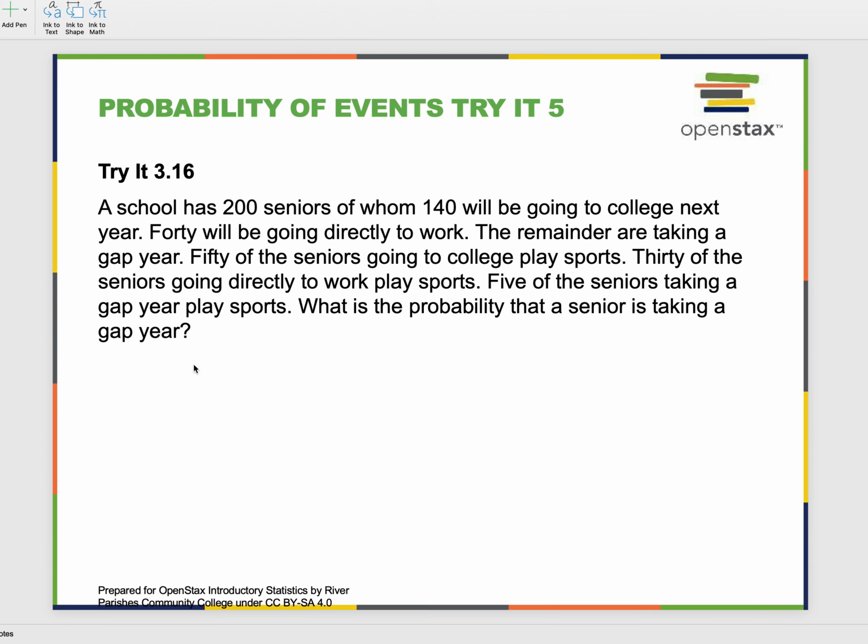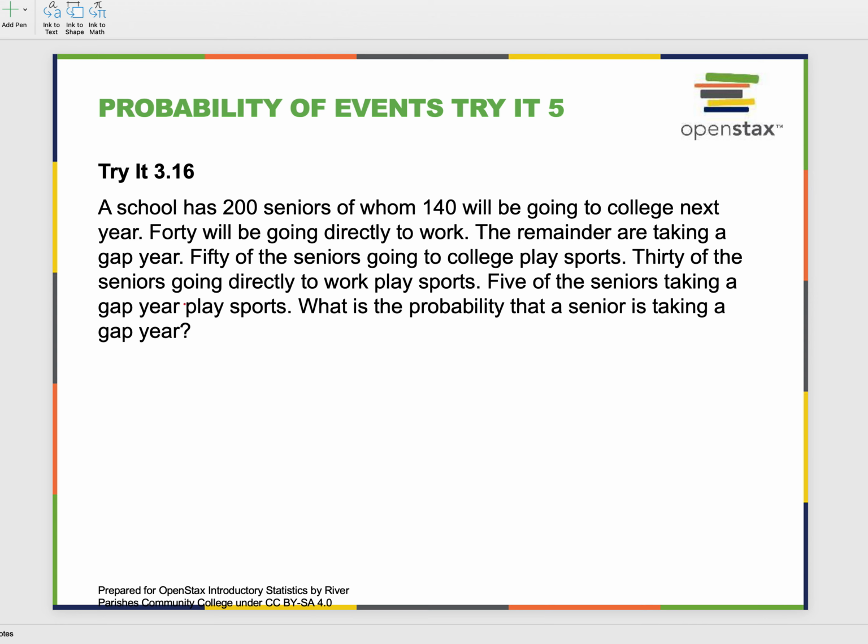So a school has 200 seniors, of whom 140 will be going to college next year. 40 will go directly to work. The remainder are taking a gap year. 50 of the seniors are going to college to play sports. 30 of the seniors go directly to work, play sports. Also, out of the senior class, how many players play sports?